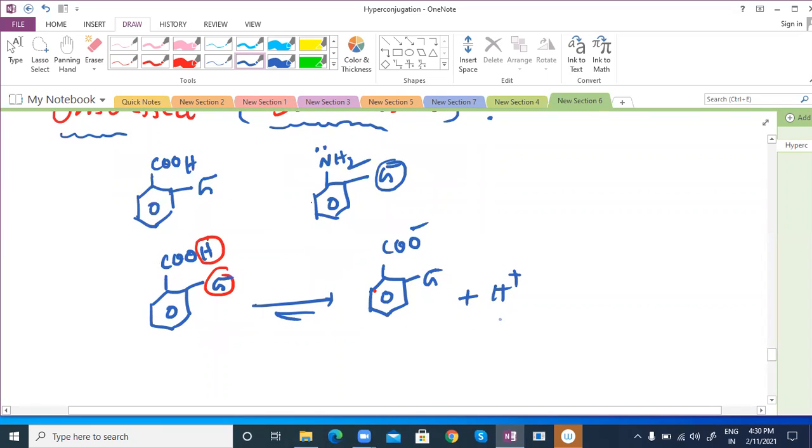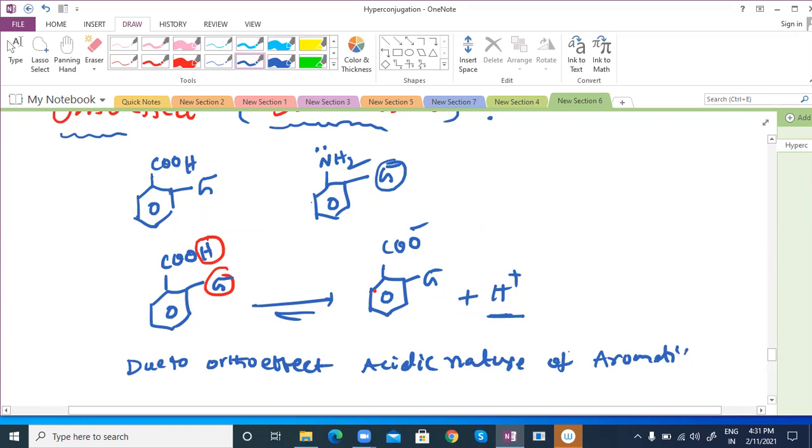So the reaction occurs in the forward direction because of repulsion, and then we are getting more H+ ion. More H+ ion means more acidic character. So due to the ortho effect, the acidic nature of aromatic carboxylic acid increases.